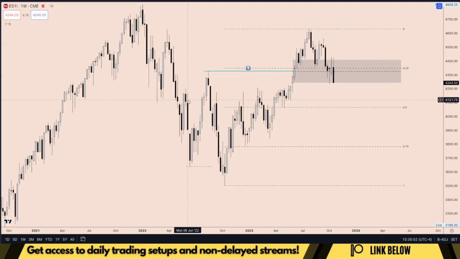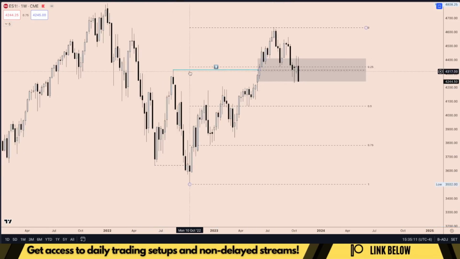I'm not going to draw it in now. All right, we cleared the short-term low. We shifted structure to the upside on the monthly and weekly time frame. Note how that market structure shift level is lining up with this monthly bullish fair value gap.